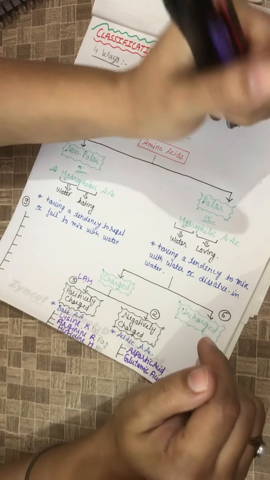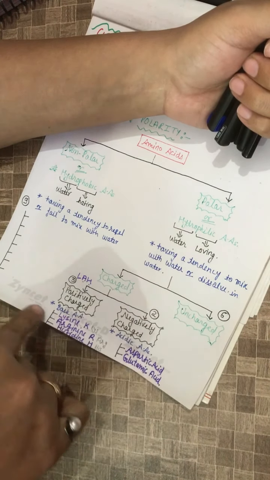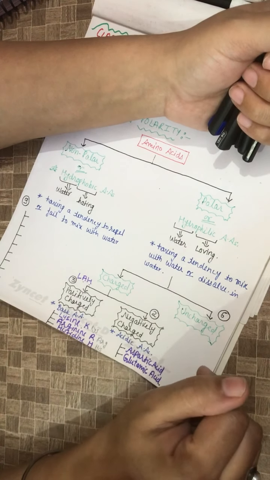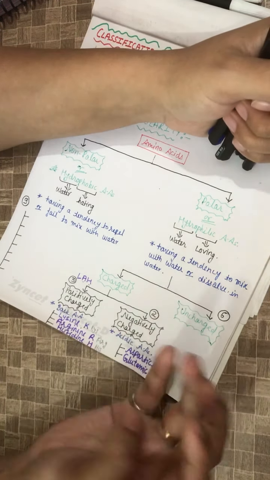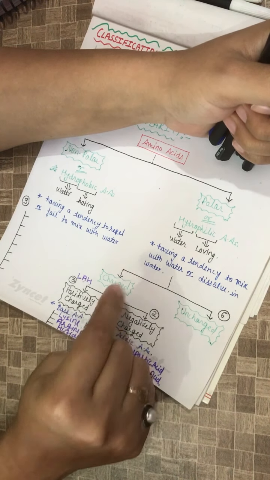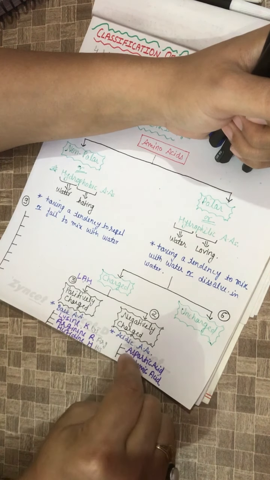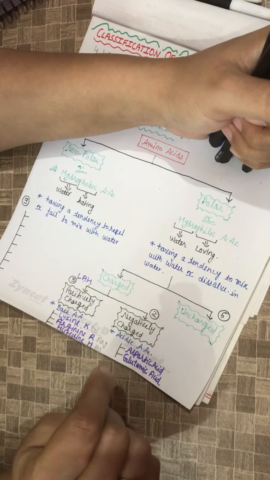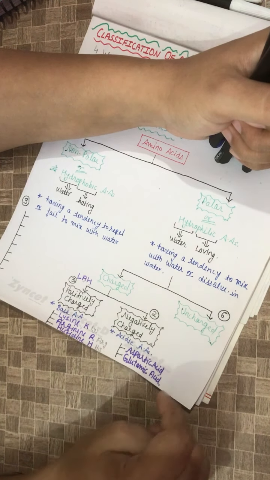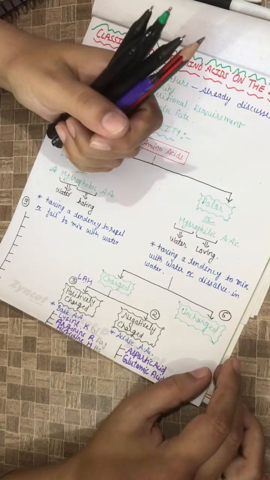So on the basis of polarity, there are 3 categories: uncharged polar amino acids, positively charged polar amino acids, and negatively charged amino acids. So now we know there are 3 positively charged polar amino acids: lysine, arginine, histidine, and 2 negatively charged amino acids or acidic amino acids: aspartic acid and glutamic acid. Okay.